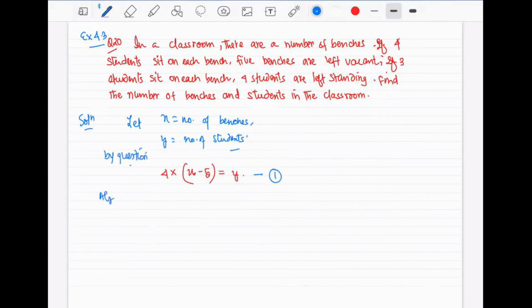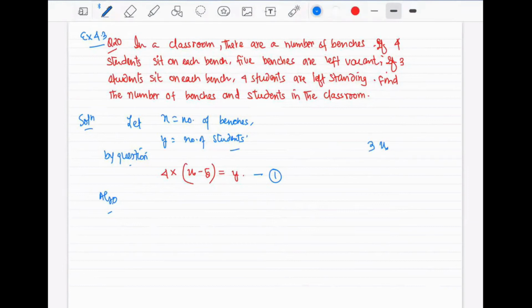Okay. Second condition, let's try to obtain it also. If 3 students sit on each bench, 4 students are left standing. So the number of benches is x. None of the benches are left now, right? So how many students are sitting on each? 3 each. Just apply the unitary method: the number of benches is x, 3 of them are seated on each, so the total number of seated students is 3x.